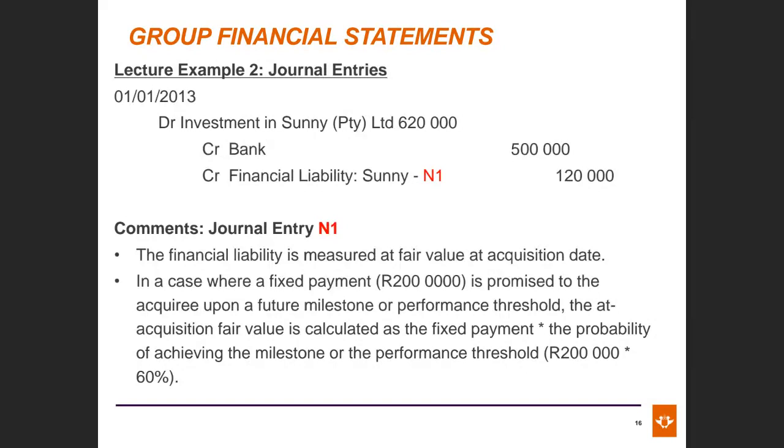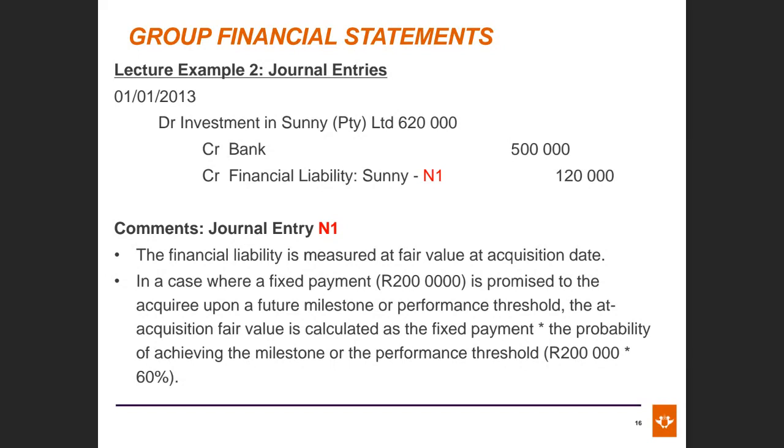Now, what would our journal entries be for this scenario? Our journal entries are in the acquirer or parent company, which has just acquired Sunny. We debit investment in Sunny Pty Limited of 620,000. Credit bank, a definite cash payment of 500,000 Rand. And then we have our contingent consideration, which is a credit, a financial liability of 120,000 Rand.